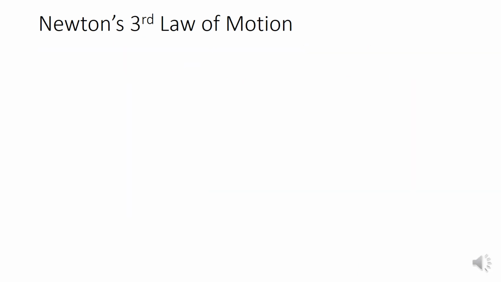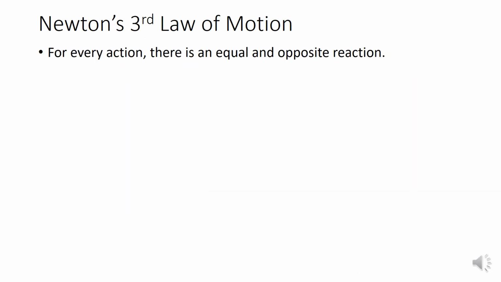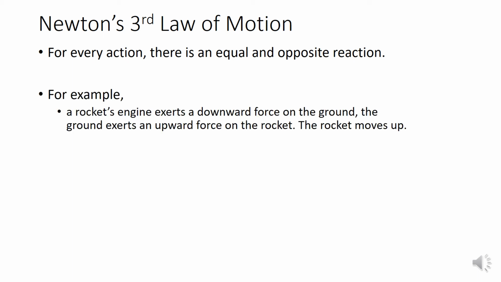Now, Newton's third law of motion, and I'm sure you've heard of this, for every action there is an equal and opposite reaction. For example, a rocket's engine exerts a downward force on the ground, and the ground exerts an upward force on the rocket, and there's a force acting upon the rocket, therefore there will be acceleration. The upward force gives upward acceleration, and the rocket moves up.